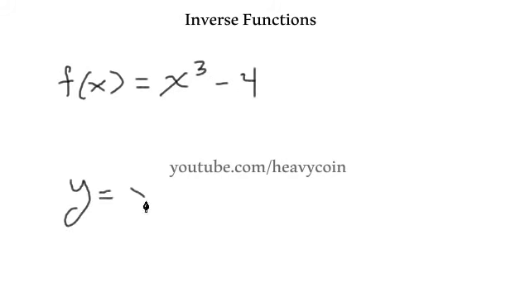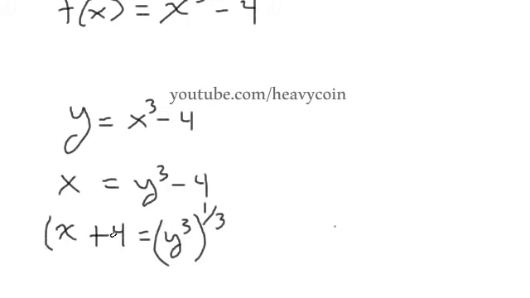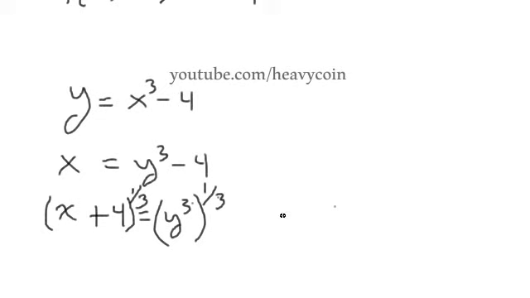So I'm going to rewrite this as y is equal to x cubed minus 4. And then remember, we want to switch these guys around. And now we want to solve for y in this problem here. So I'm going to take this x, bring the 4 over. And now to get rid of this cube up here, I'm going to raise both sides to the 1/3 power. Right? And 3 times 1/3 is just 1. And I'm just going to write it over here, and I'm going to flip this guy around.